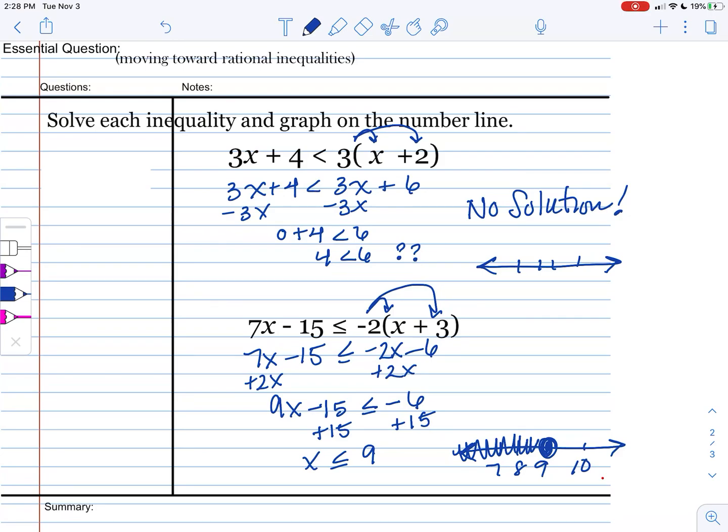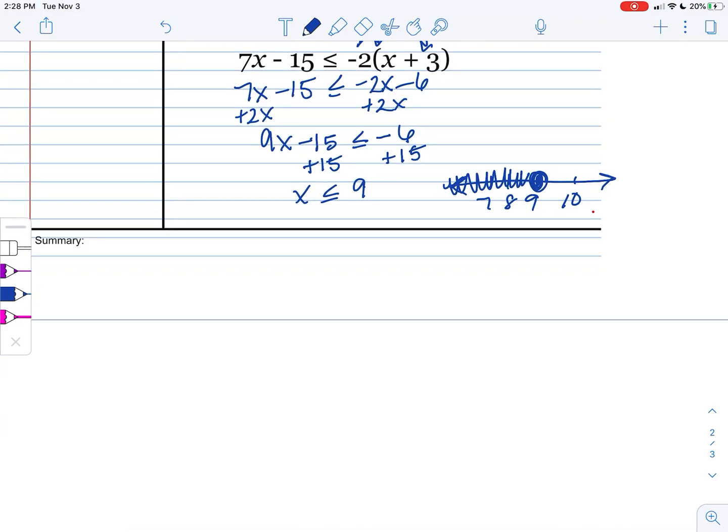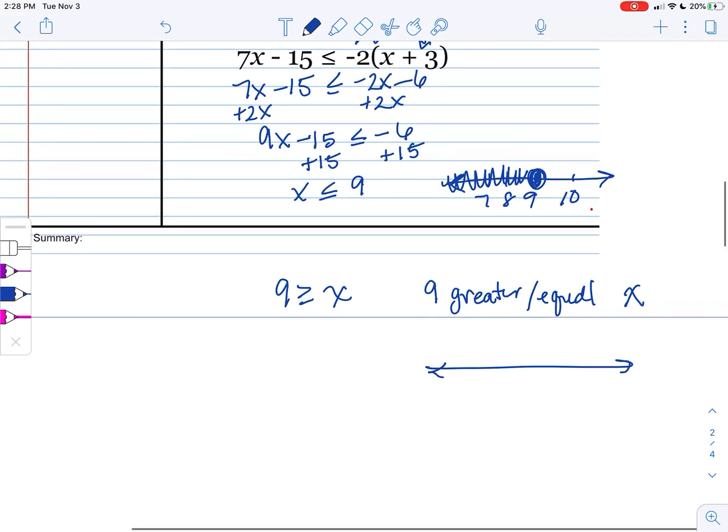Things that Mrs. Vogt is currently concerned about when working on these: I am concerned about us reading our answer, x less than 9. Because what happens in the event that you get something like this? You are going to read this and say that 9 is greater than or equal to x. And then you're going to draw 9 and color it in and draw like this.